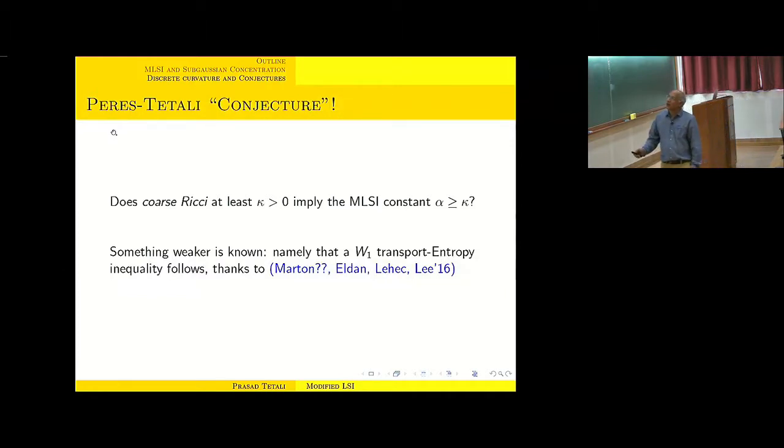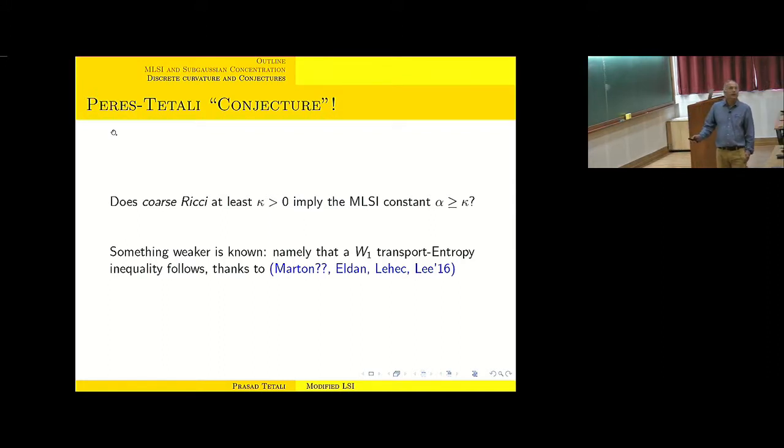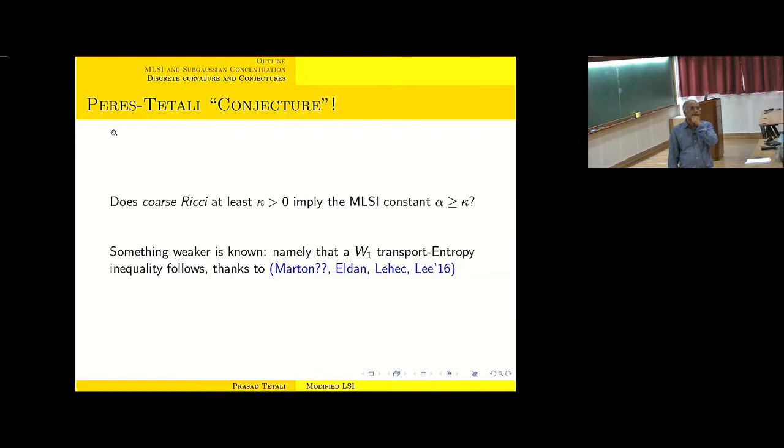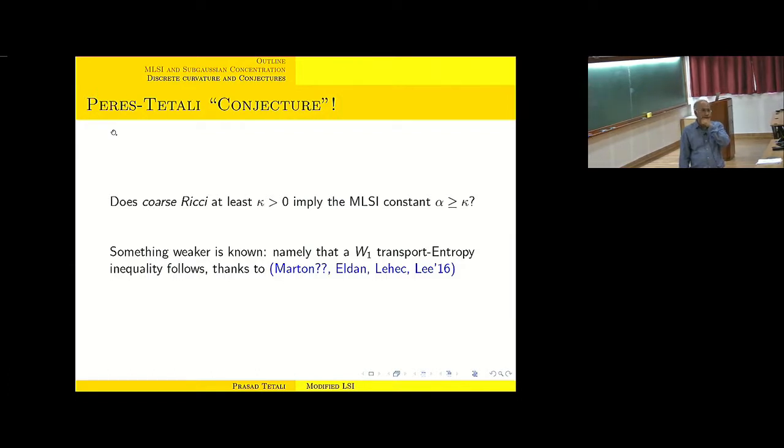So the question is, if you show that in the sense of Olivier the curvature is kappa positive, does it imply modified log-Sobolev? We are asking for something upstairs that implies modified log-Sobolev. While we don't know, there's a short paper by Eldan, Lee, and Lee that shows something weaker. Yes, Fabio. Yeah, something strictly less than 1.